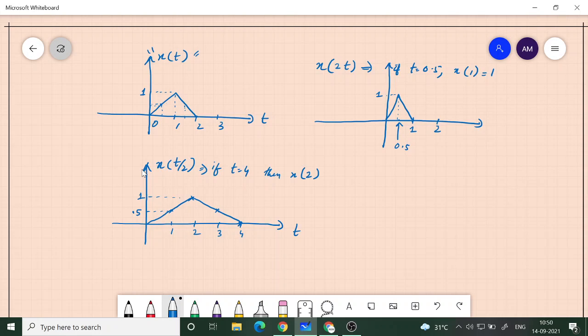And for each value of time, you are basically mapping it to the value of x of t. You go to the x of t curve, find the value, and put it in this graph. So if you take t equal to 0.5, here it will become 2 into 0.5, which is 1. So it is x of 1. Now you go to the first graph, x of 1 is basically 1. So that is why at 0.5 I am putting 1.